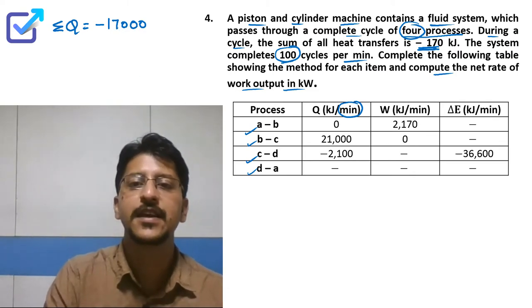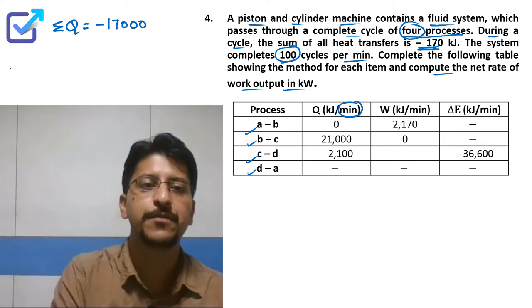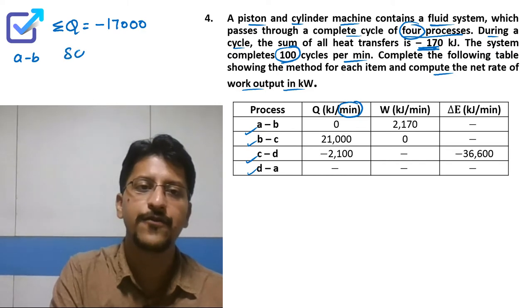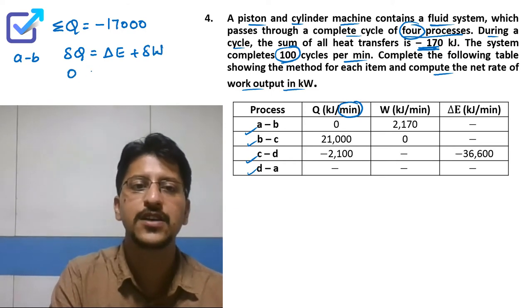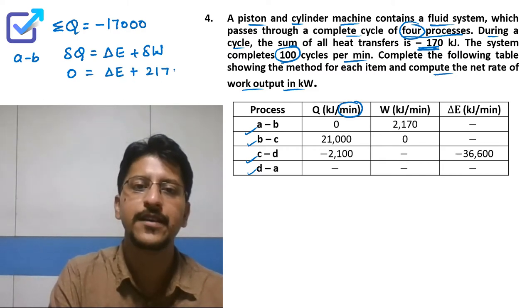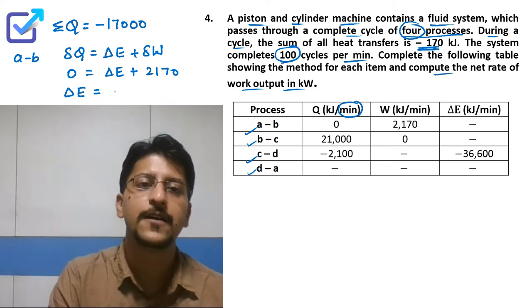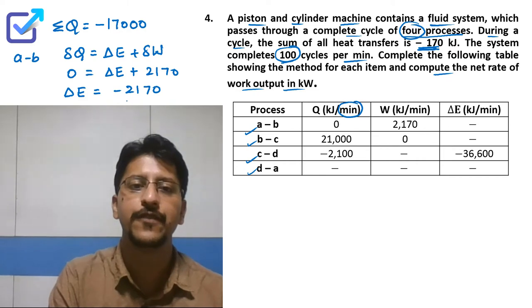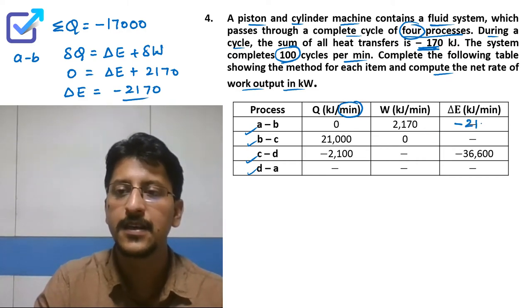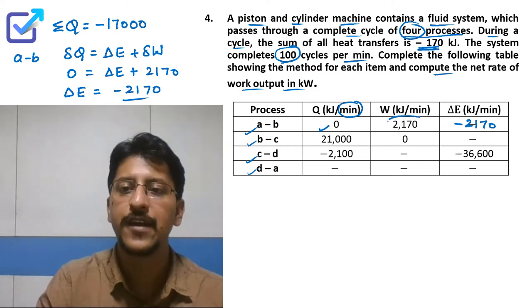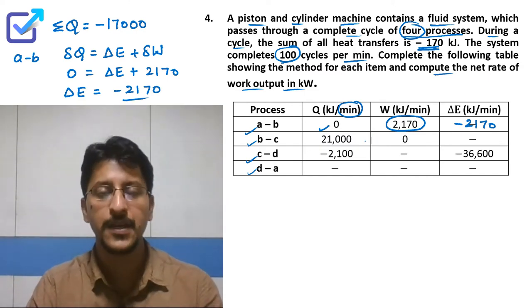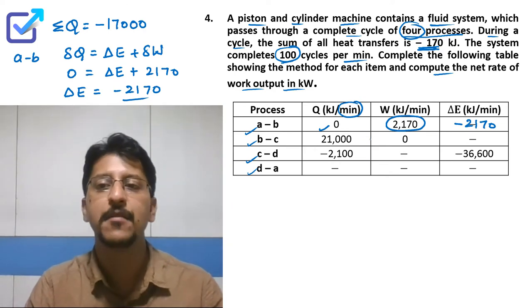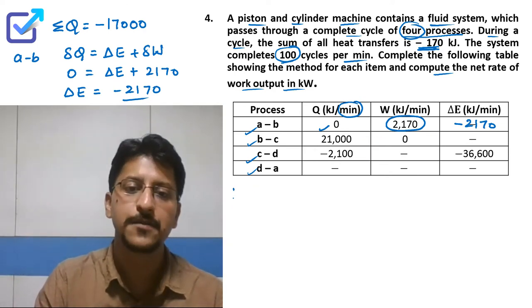Okay, now just taking it process by process, for the process A to B, just writing the first law of thermodynamics this way. Clear? So delta Q is zero, that means there is no heat transfer involved, equal to delta E we have to find out, plus del W is given to you as 2170. That means your internal energy will decrease by this much. Why? Since there is no heat transfer involved, and this is the value of work done, that is also positive. That means this much work is being taken out of the system or extracted from the system. That means the internal energy will decrease by the same amount. So it's decreasing. Clear?